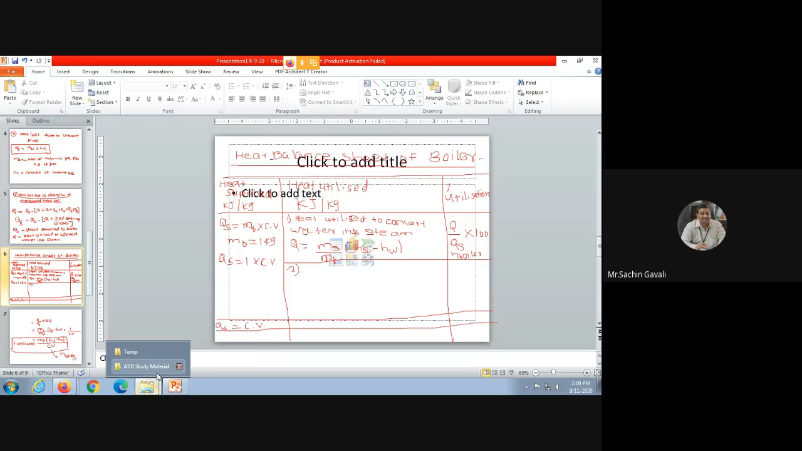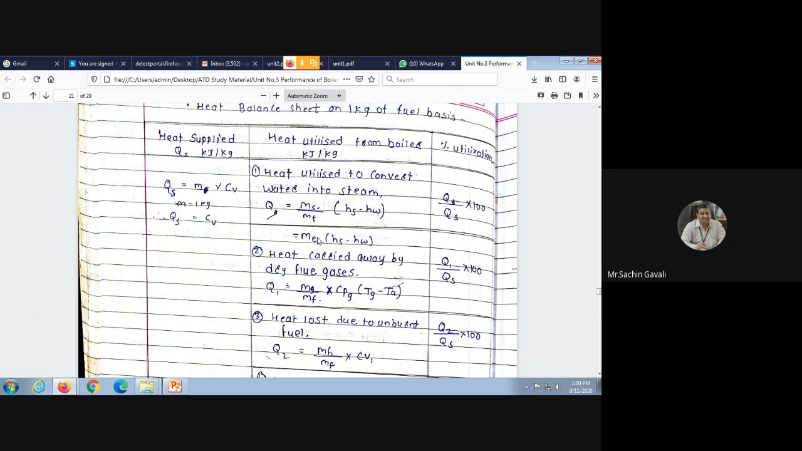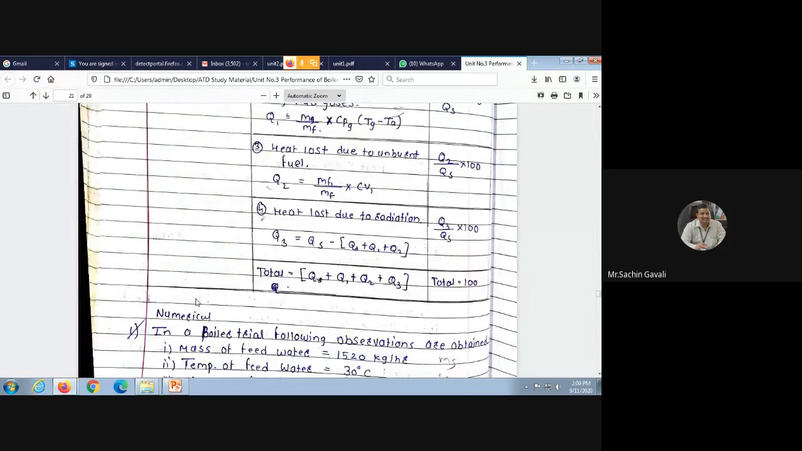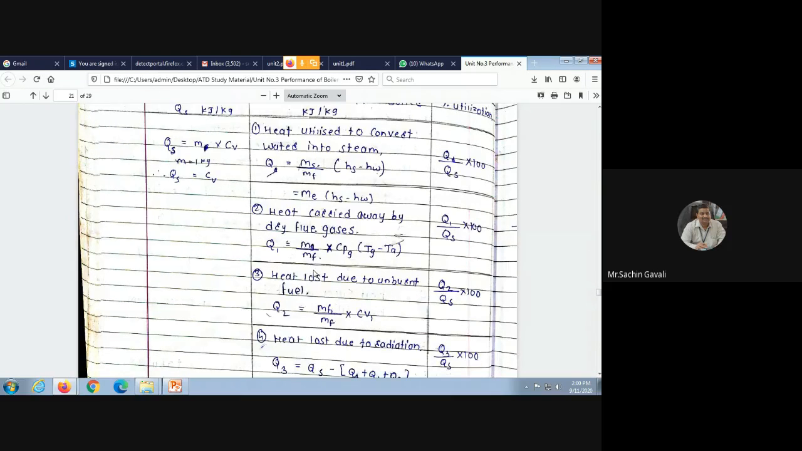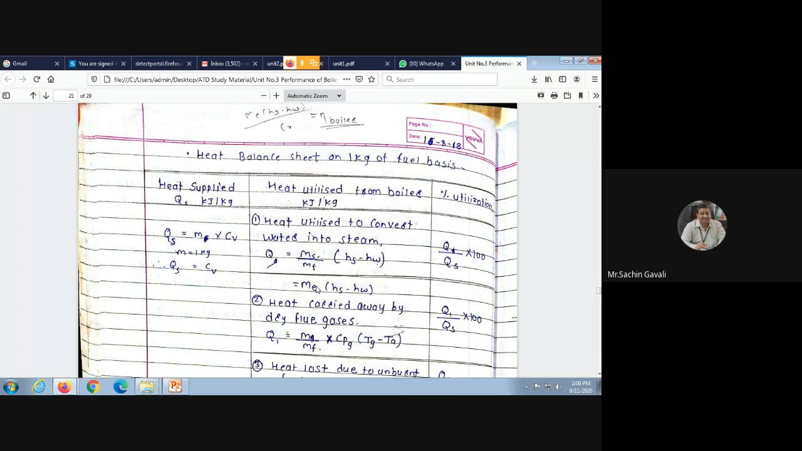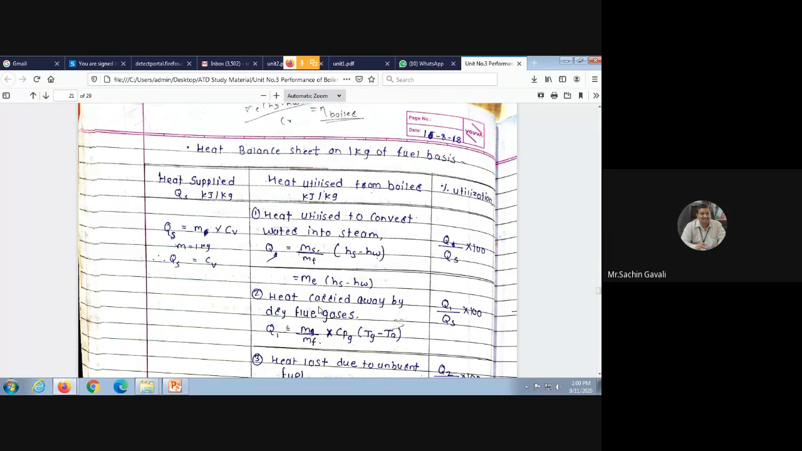Here, for the second utilization we go for the losses. First we know. Then second, write down: heat carried away. Are you writing? All of you are writing. Heat supplied is only one; here it is only for the total. So don't worry, it will be heat carried away by dry flue gases.